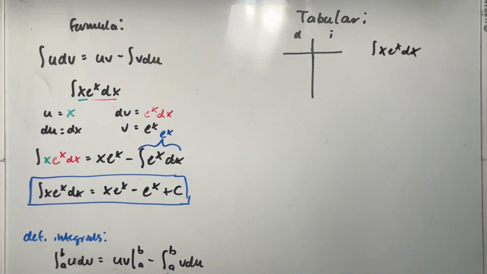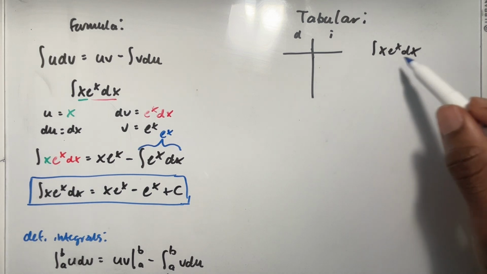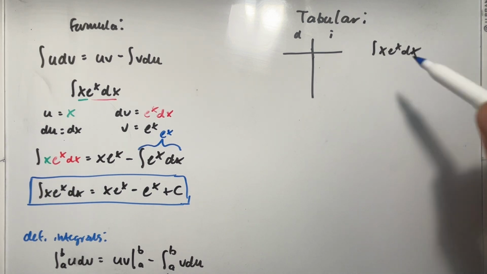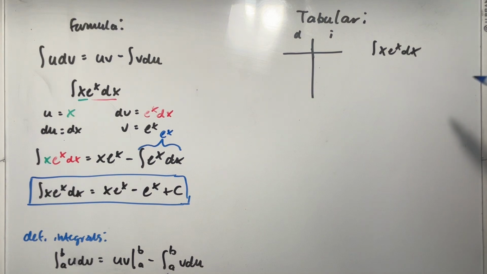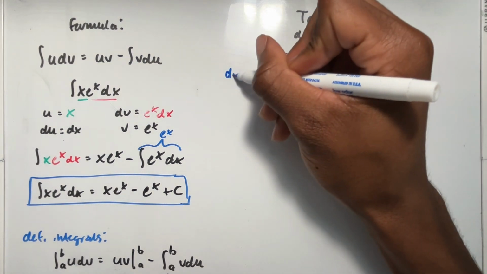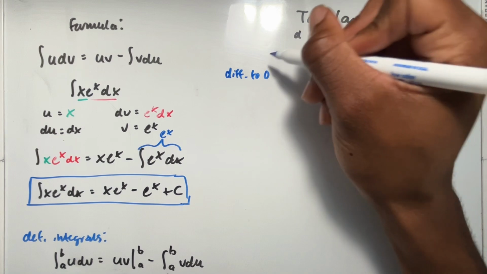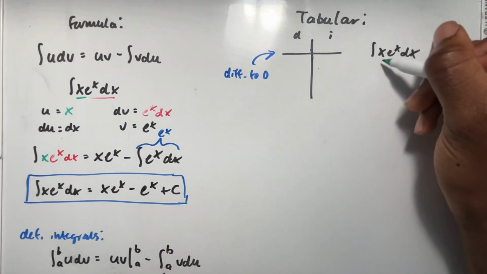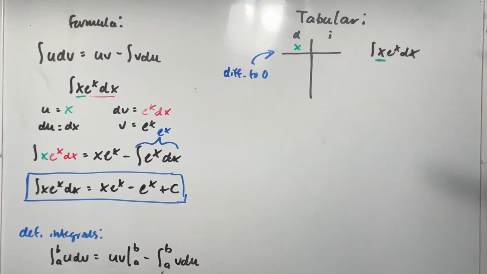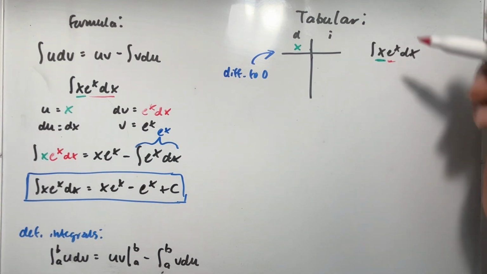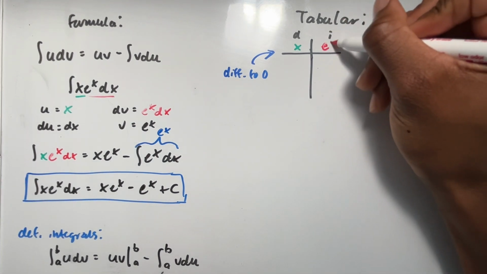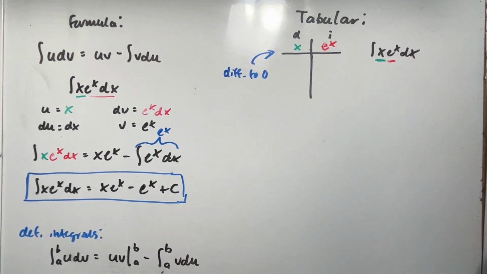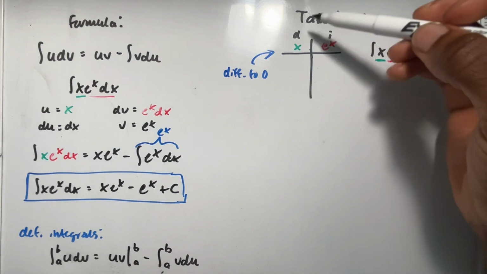So what you want to do is determine which value to differentiate, which value to integrate. And whatever value you choose to differentiate, you want to choose a value that differentiates to 0. So I know that x differentiates to 0, so I'm going to put x here in the D column. And then e to the x is going to be in the I column. And then you're just going to differentiate downwards from x.